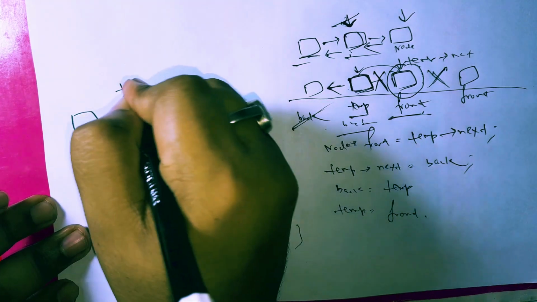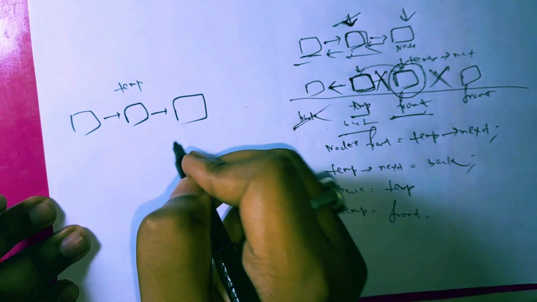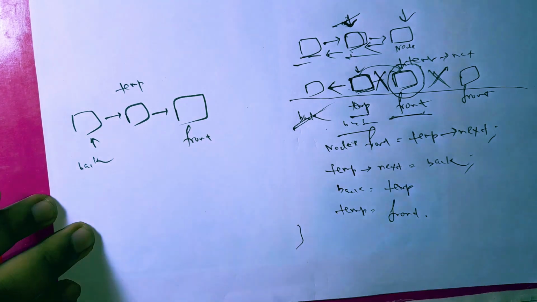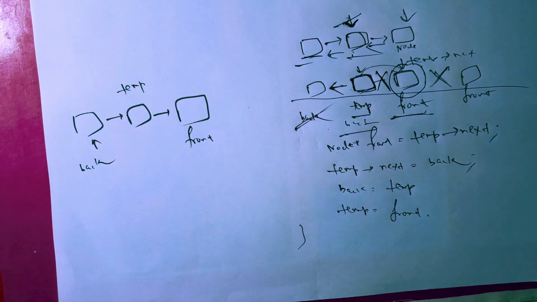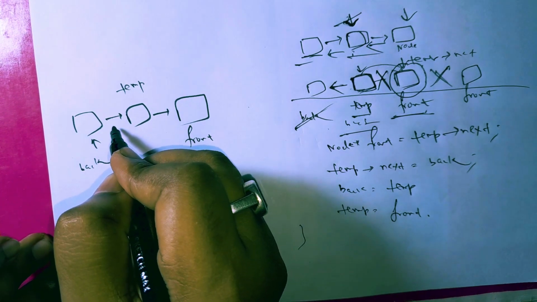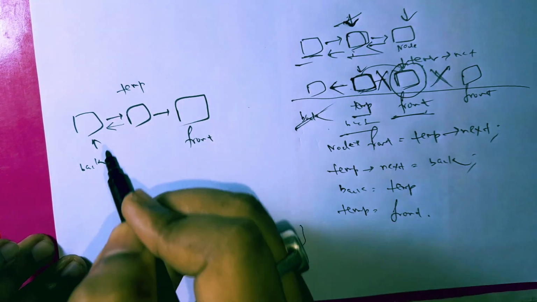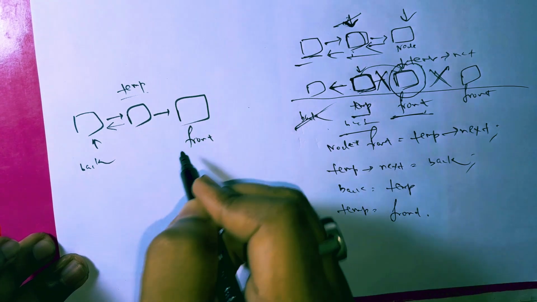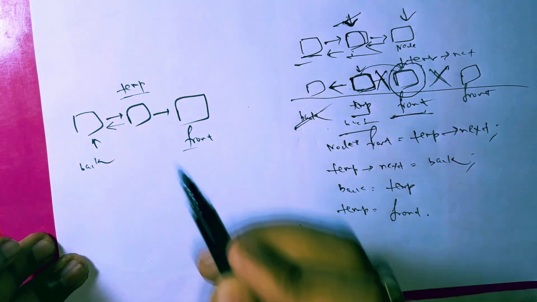So this is my temp, this is my front, this is my back. Okay, so I have said that if you do this, which means temp next. Now temp next front is equals to temp next. Okay, now my front is equals to temp next.